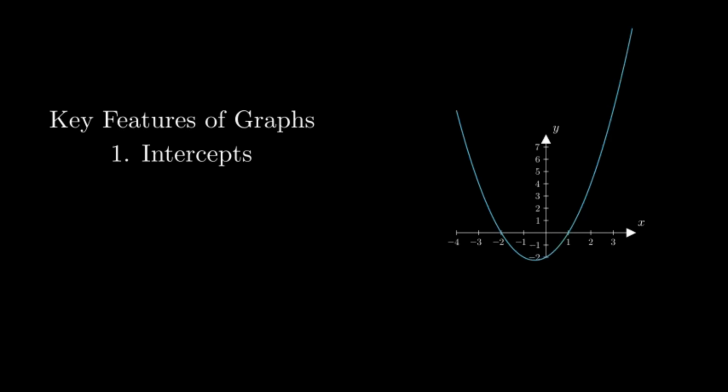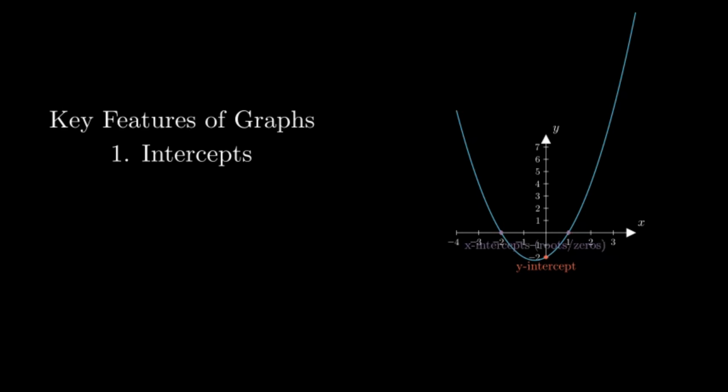First up are the key features of graphs. The first key feature is intercepts. Intercepts are the points where the graph crosses the x-axis or the y-axis. They are fundamental points that anchor our graph. Let's look at this parabola. The point where the graph crosses the vertical y-axis is called the y-intercept. To find this algebraically, you always set x equal to 0. Notice this point here. This is our y-intercept. It's the value of the function when x is 0.